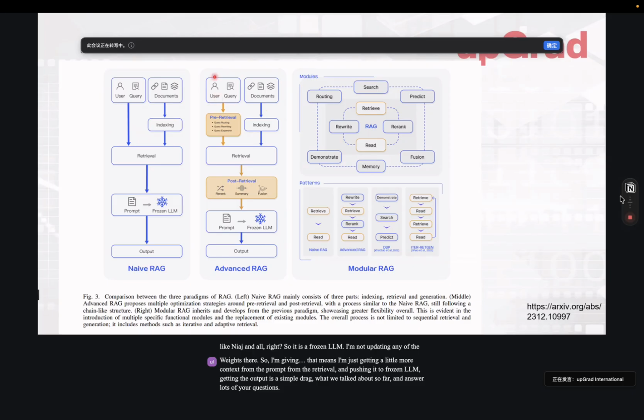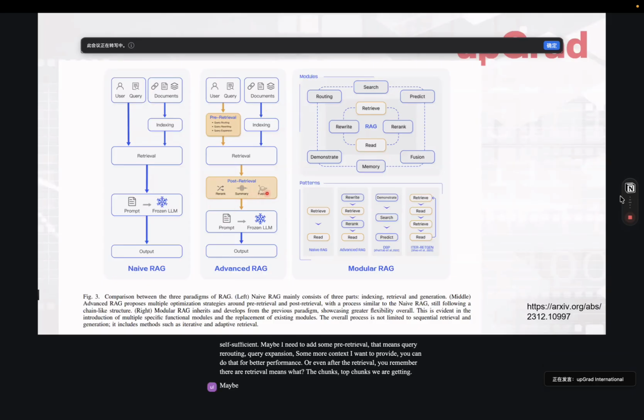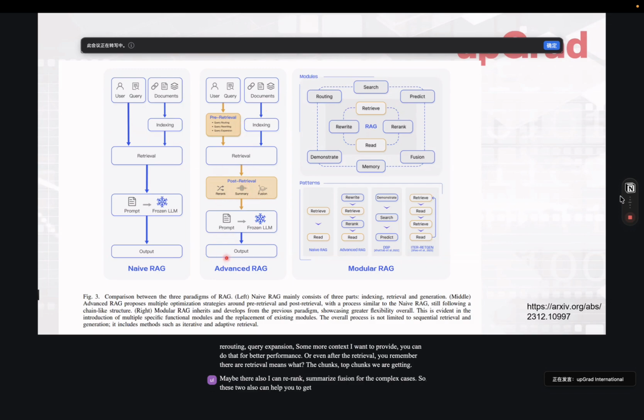One change is that the same query might not be self-sufficient. Maybe I need to add some pre-retrieval, that means query rerouting, query expansion, some more context I want to provide. You can do that for better performance. Or even after retrieval, meaning the top chunks we are getting, maybe there I can re-rank, summarize, fusion for the complex cases. So these two also can help you get into advanced RAG.